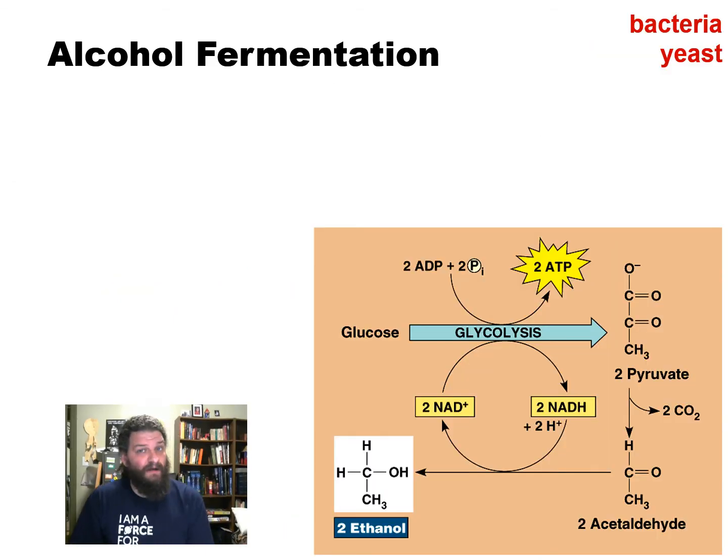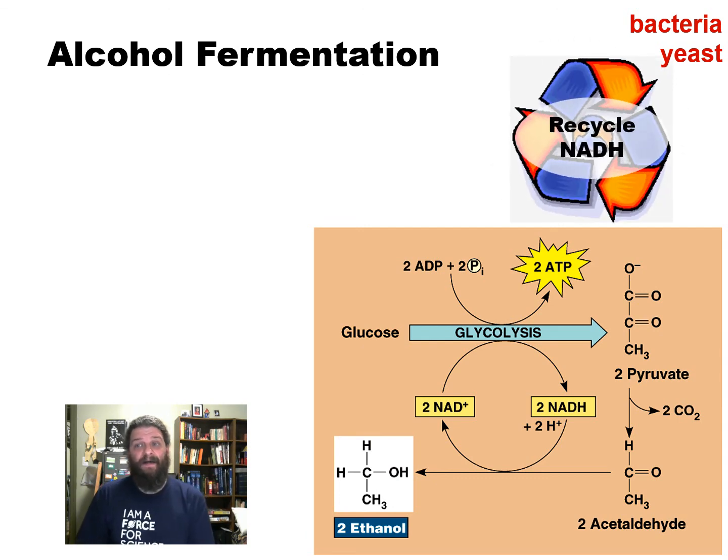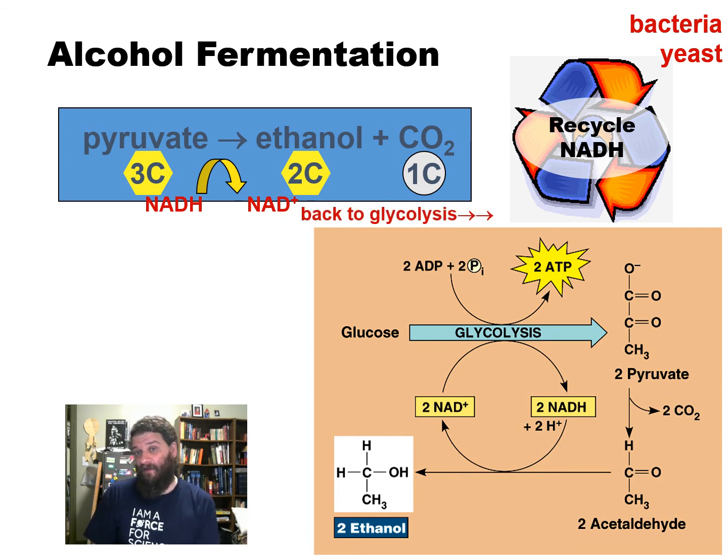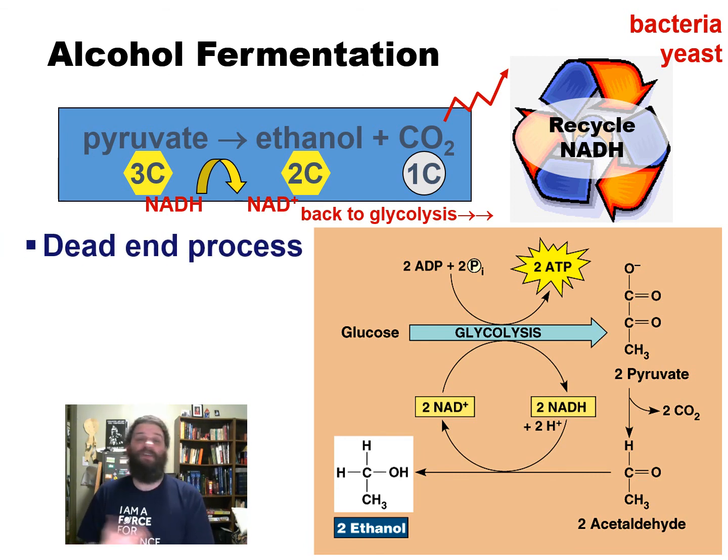Looking a little closer at alcoholic fermentation, again here, the goal is to recycle NADH into NAD, not to make alcohol. That is what is made. The NAD is the goal, so it can go back to glycolysis. Now, the carbon dioxide that's produced in this pathway is going to gas off. That makes the bubbles in the beer or the holes in the bread. But this is a dead-end process.